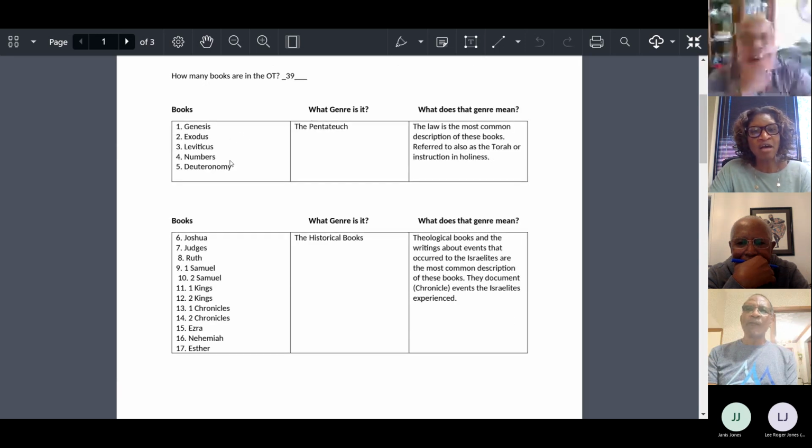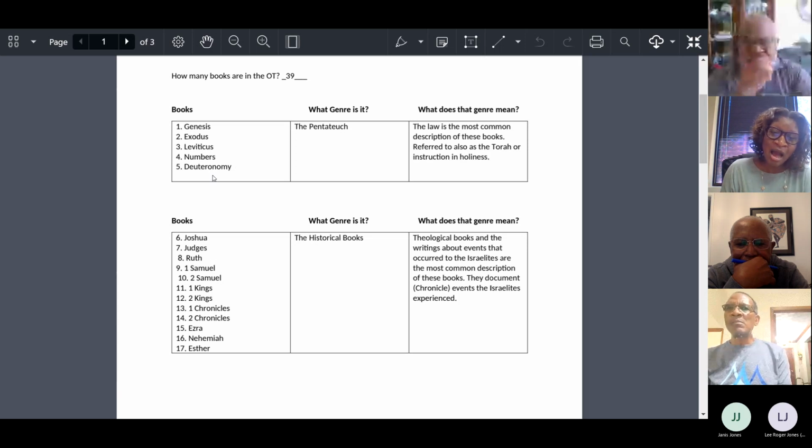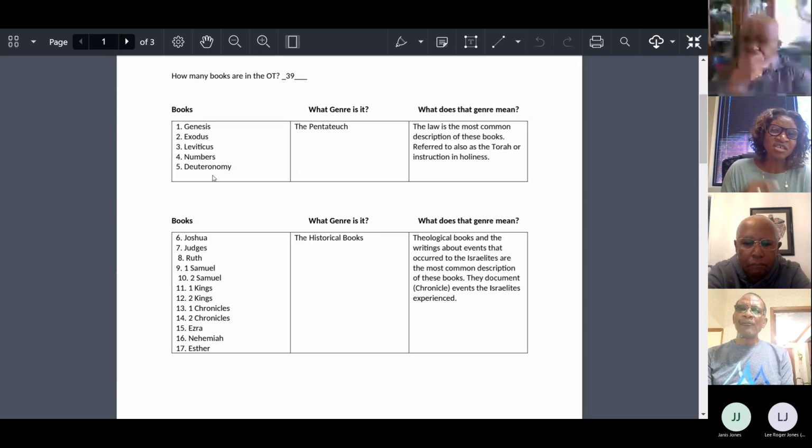And so these first five books, we are going to go through these. We already hit Genesis. We're in Exodus now, Leviticus next week, and Numbers and Deuteronomy. We got to hit those first five. They're very important. They give instructions to the people. This was God's way of telling them how to live, what to do, what not to do. So you see just that. It's a lot of law. It's a lot of rules. It's a lot.